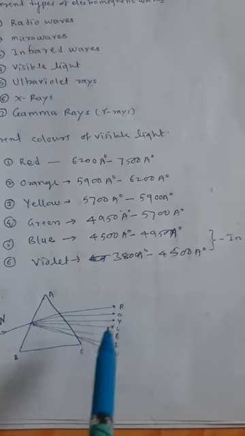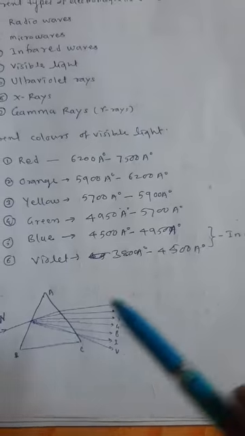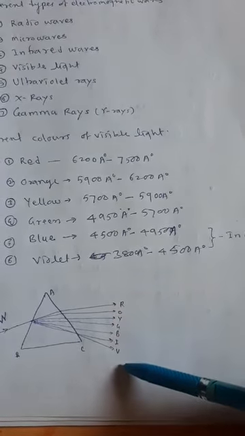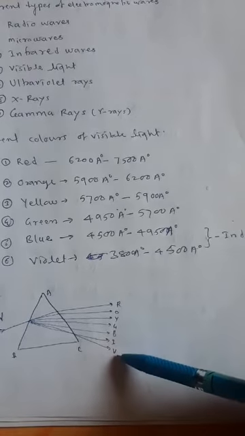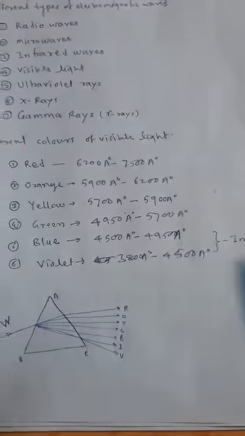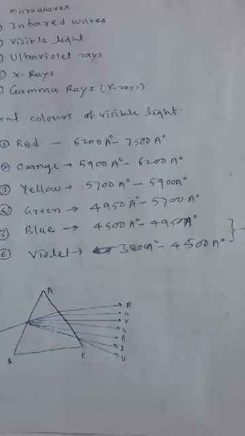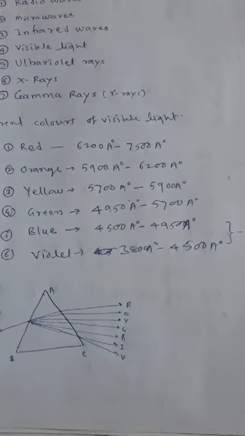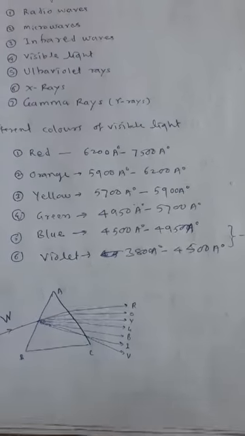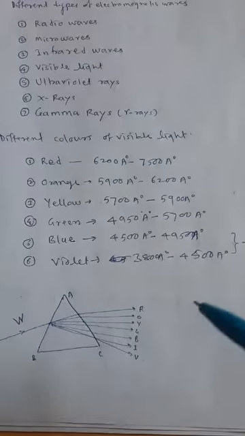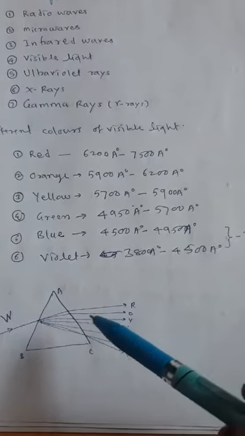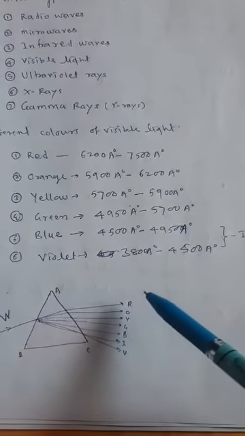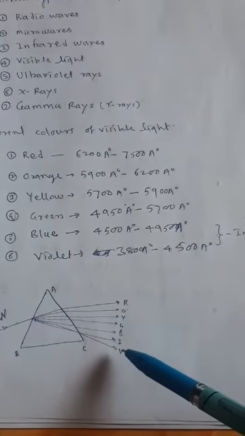The color of the light depends upon wavelength. Therefore, the wavelengths of these colors of light are different, and therefore the angles of deviation are also different. Therefore, they split when white light is incident upon the prism. Deviation for red color is minimum and deviation for violet color is maximum.